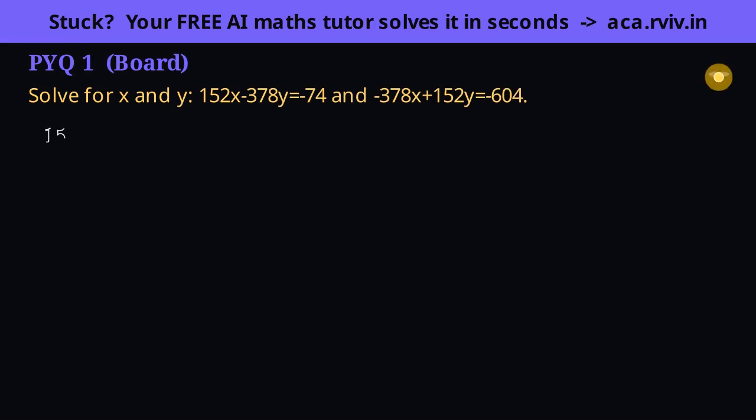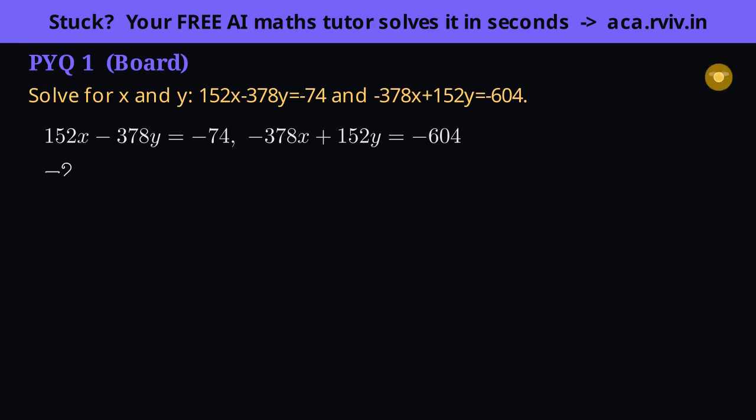Here's why the symmetry helps. In equation 1, x has 152 and y has minus 378, in equation 2 those are mirrored. So when we add the equations, x's coefficient becomes 152 minus 378 and y's becomes the same, they end up identical, letting us divide out. When we subtract, the same magic happens. Let's use both.